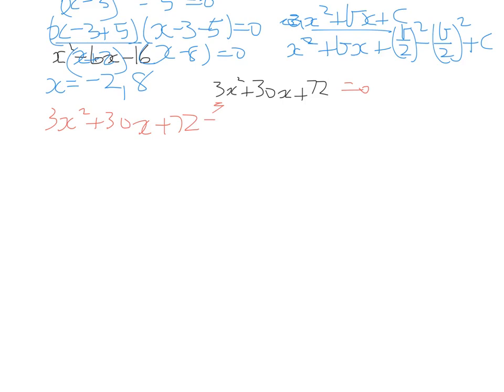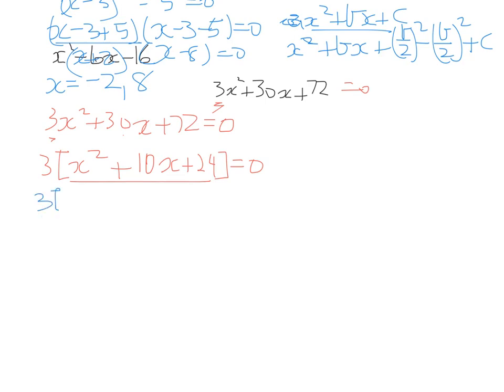I'm going to write that equals clearer. And now I'm going to take that 3 out as a common factor. So I'm going to say 3, and we've got x squared plus 10x plus 24 equals 0. And then we're going to complete the square on this part here.